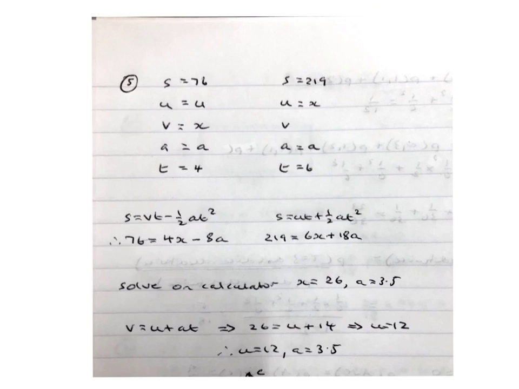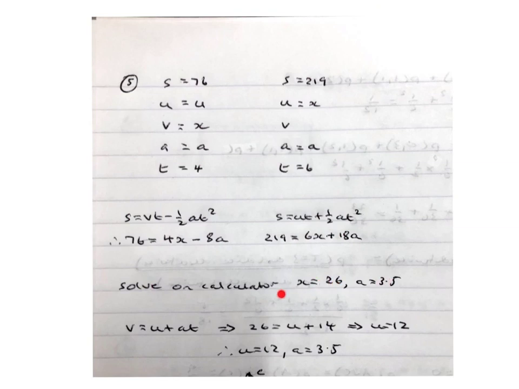In question 5, we can do SUVAT twice, for the first section and for the second section. The key to this is realising that the final speed in the first section is the initial speed in the second section. So using the rarely used S equals Vt minus a half At squared, we can get an equation involving x and a, and then using S equals Ut plus half At squared, we can get another equation involving x and a, so therefore we can work out what x is, we can work out what a is.